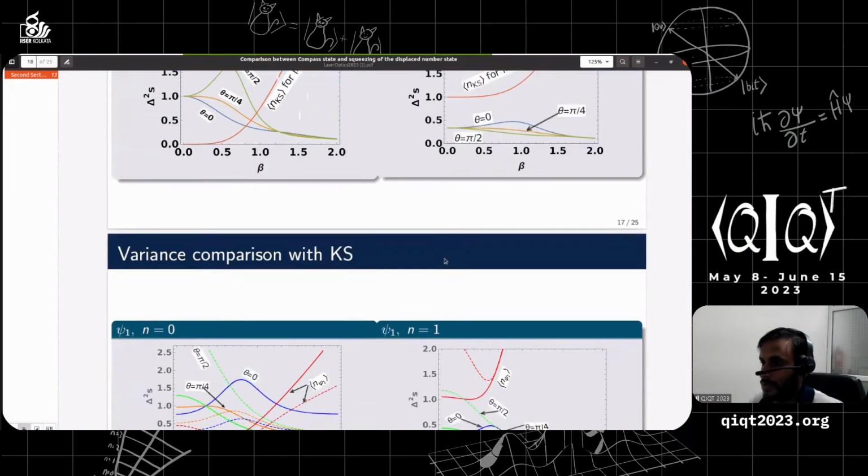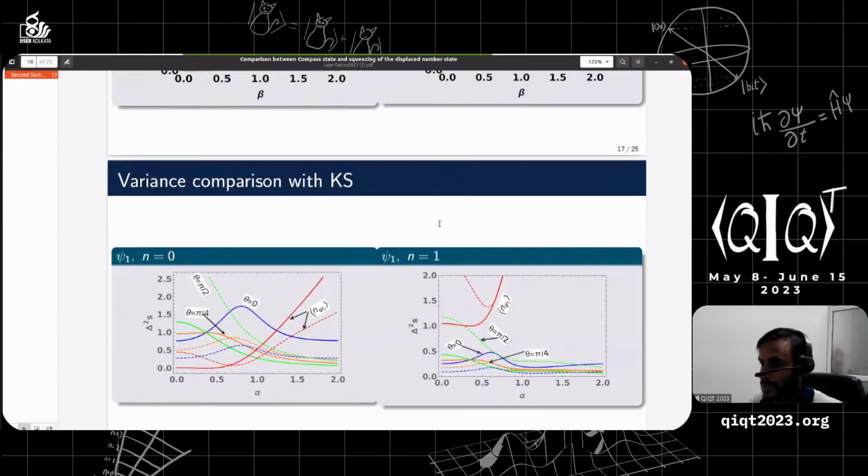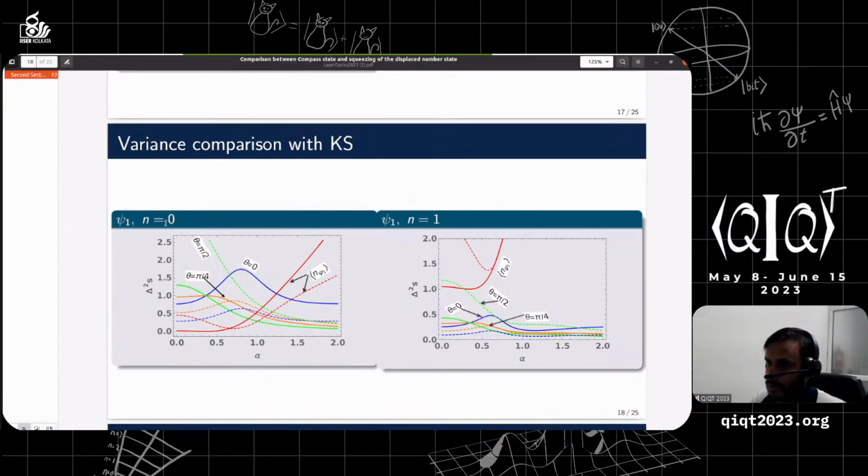Now, if we take our first state, we see that n equal to 0, our first state actually becomes a cat state. So a cat state has the property of measuring small fluctuation only along one direction, while the compass state has sensitivity in two directions in the phase space. So n equal to 0 here describes the cat state.